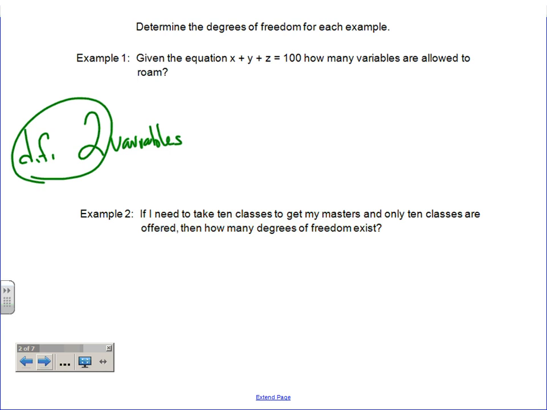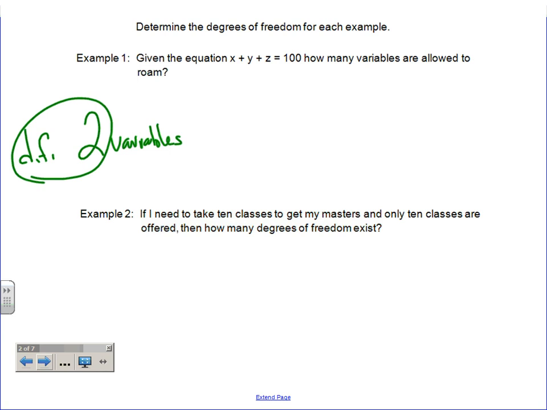For example 2, I'll have to add a little bit there. I'm going to let you think about that one now that you've seen one. So it says, I need to take 10 classes to get my master's, and only 10 classes are offered. Then how many degrees of freedom exist? Let's say that those 10 classes are offered every semester. I actually don't even have to put that, but basically there's only 10 possibilities, and I need to take all 10. So how many degrees of freedom do I have?